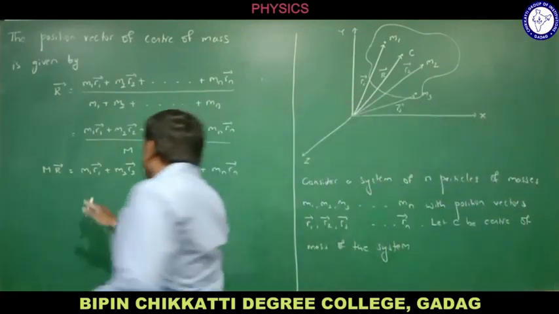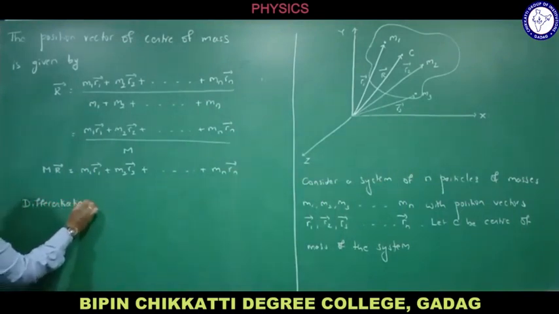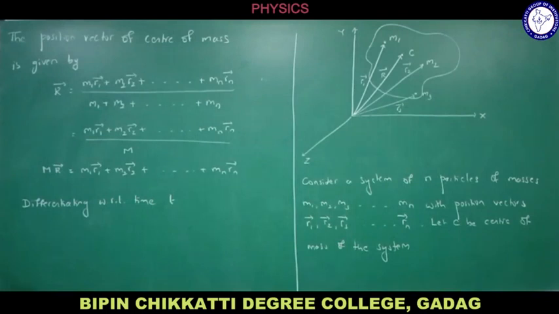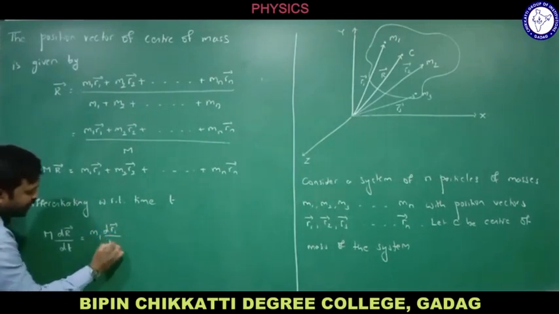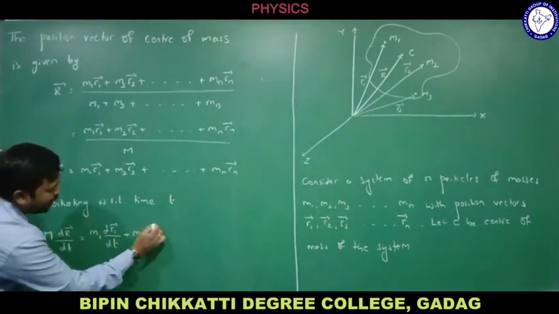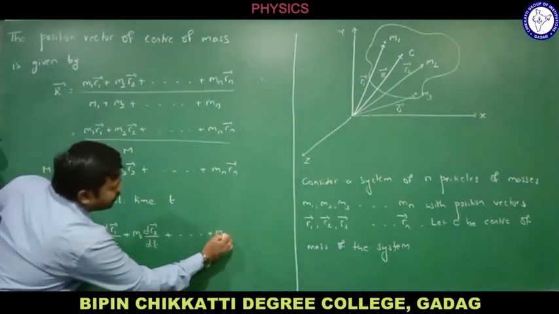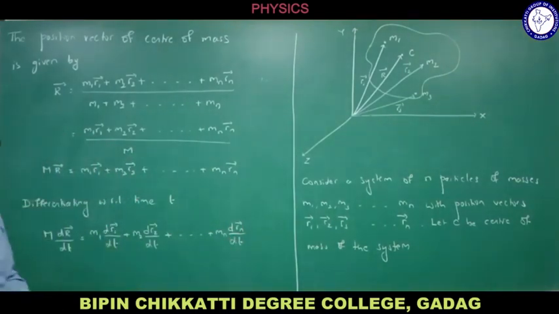So let me go with differentiating with respect to time t. Differentiate with respect to time t. The mass will not change. So M dr divided by dt is equal to m1 dr1 divided by dt, plus m2 dr2 divided by dt, plus dot plus mn drn divided by dt.